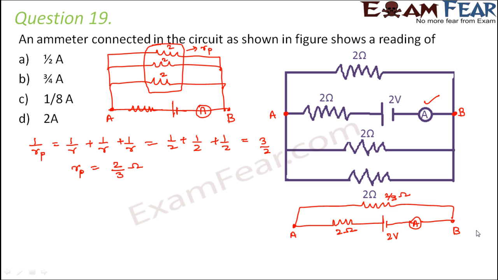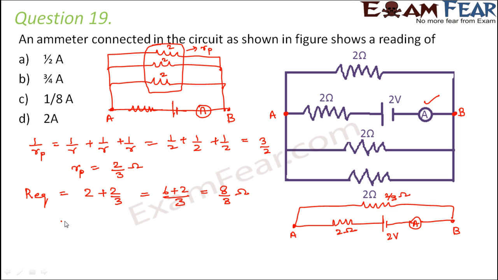Now you have a very simple circuit for which you need to calculate the net resistance. Looking at this, what would be the net resistance? 2 ohms plus 2 by 3 ohms, right? So 2 plus 2 by 3 is equal to 6 plus 2 by 3, that is 8 by 3 ohms. So this is the equivalent resistance of the circuit. And what is the potential difference? That is equal to 2 volts.